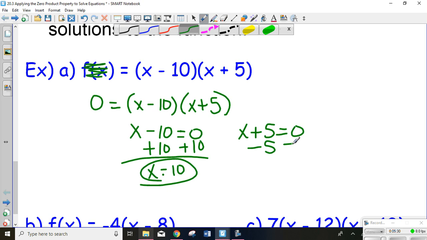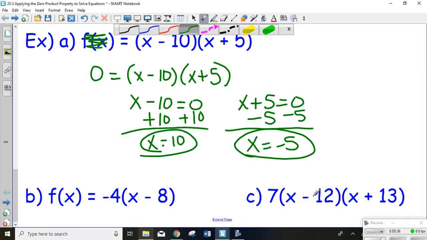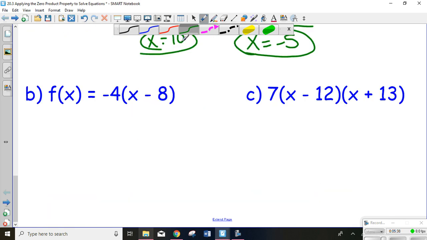Here I'm subtracting 5, and so I get x equals negative 5. There's my two answers. So don't let this f of x confuse you. Just cross it off, replace it with 0. So in this case, I get 0 equals negative 4 times x minus 8.